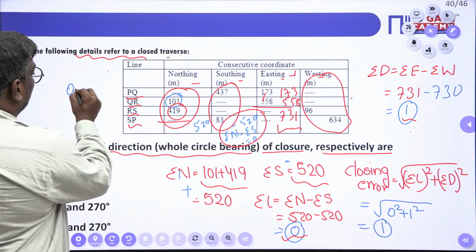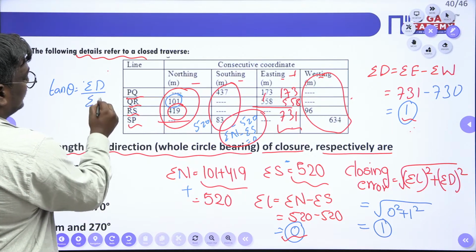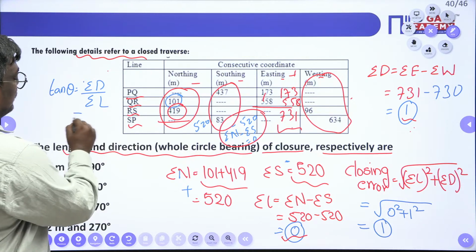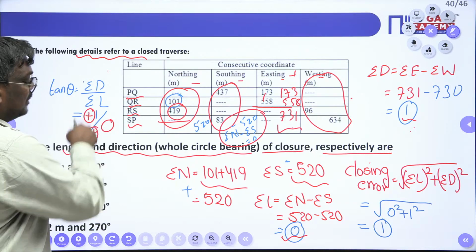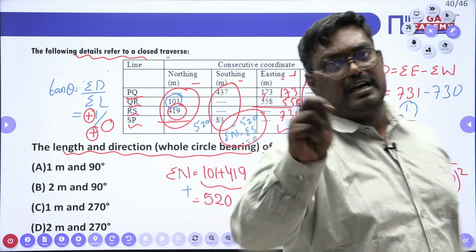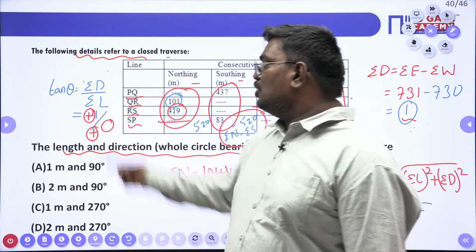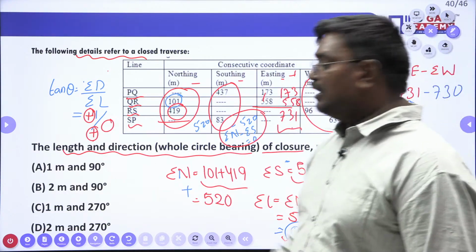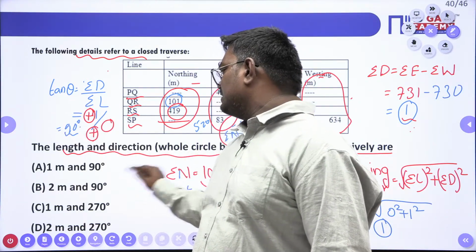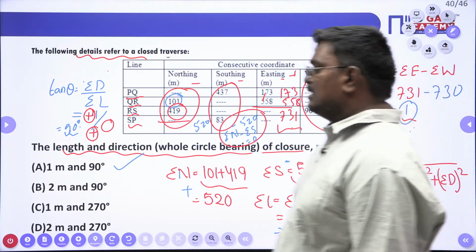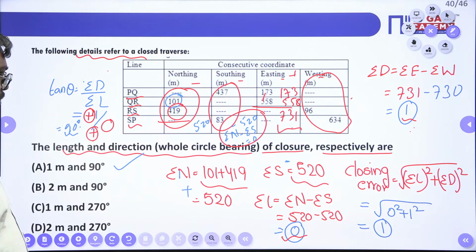Now what is theta? Theta is nothing but tan theta equal to sigma D upon sigma L. What is sigma D? Sum of departures is 1, my dear students. And what is sigma L? It is 0. Both are positive. This is very important. When latitude and departure both are positive, which quadrant? When both values are positive, it is the first quadrant. So theta will be equal to tan inverse of infinity, 90 degrees. So it will be 1 meter and 90 degrees. Is it clear, my dear students?